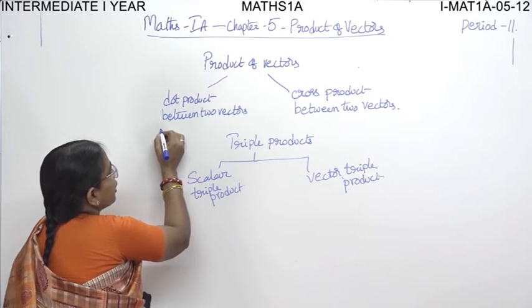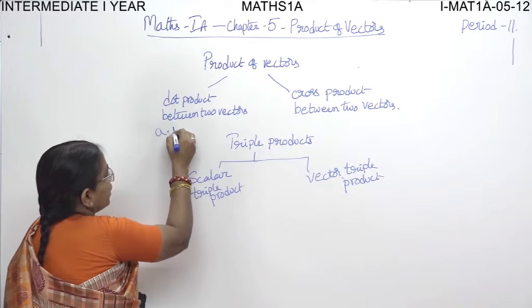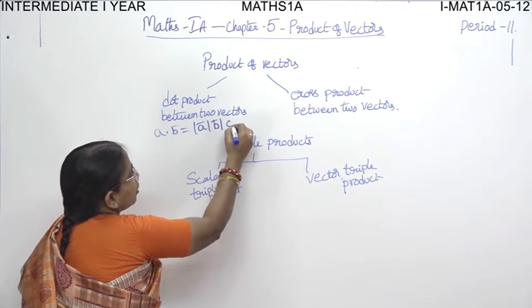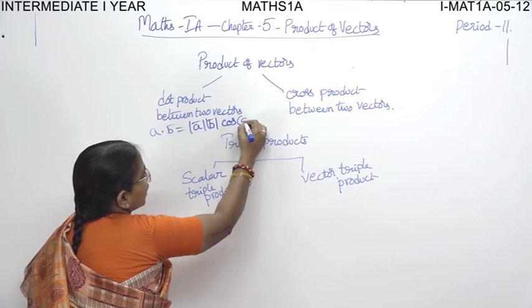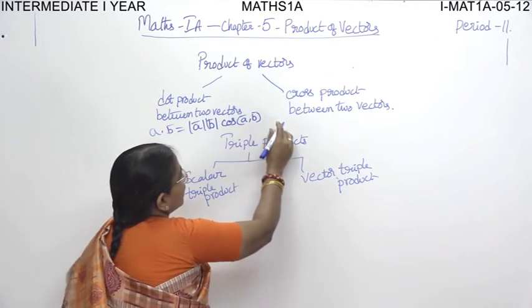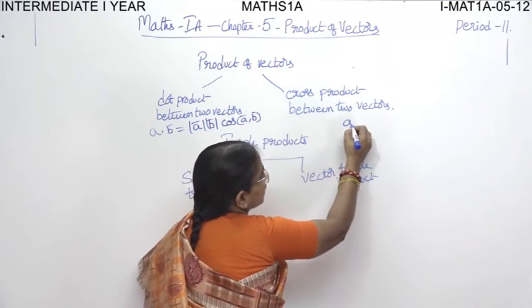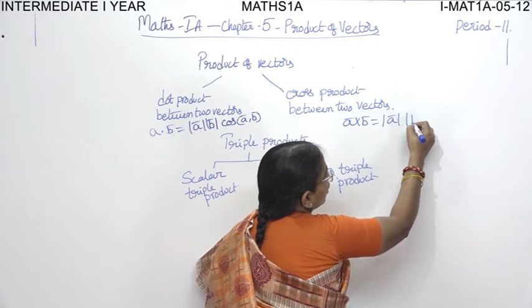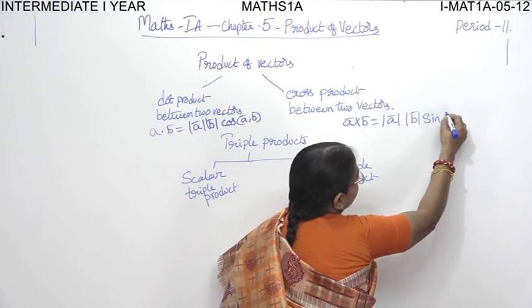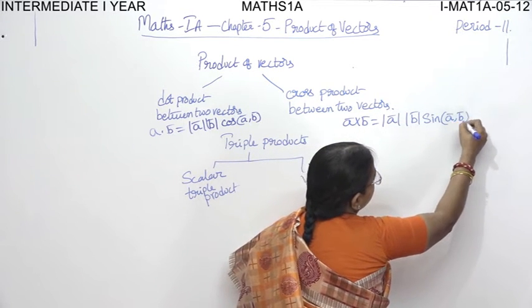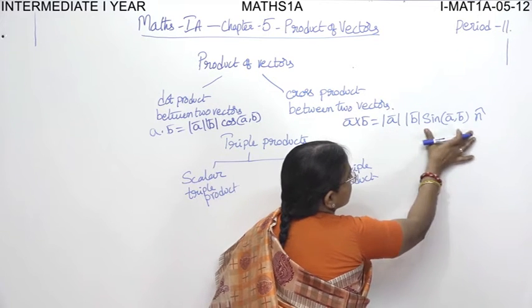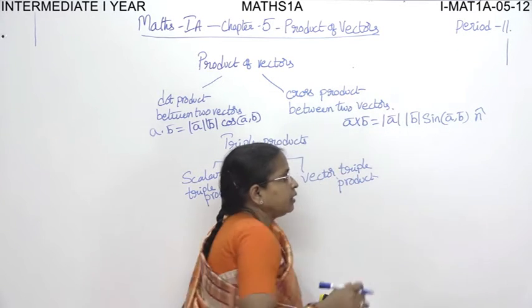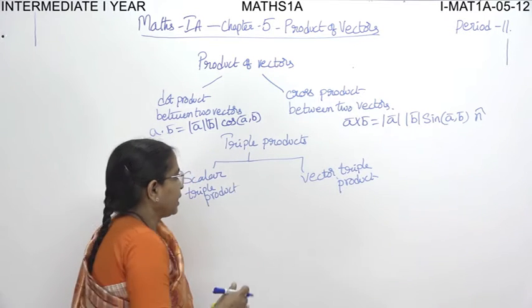In the dot product, we defined A dot B as equal to mod A into mod B into cos of the angle between A and B. And then the cross product between two vectors, A cross B, is equal to mod A into mod B into sine of the angle between A and B into n cap. So all this is a number. Some number into n cap is again a vector. So A cross B is a vector.